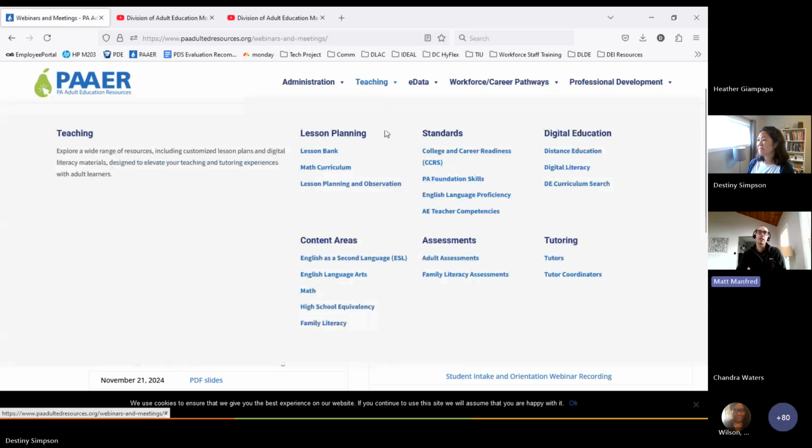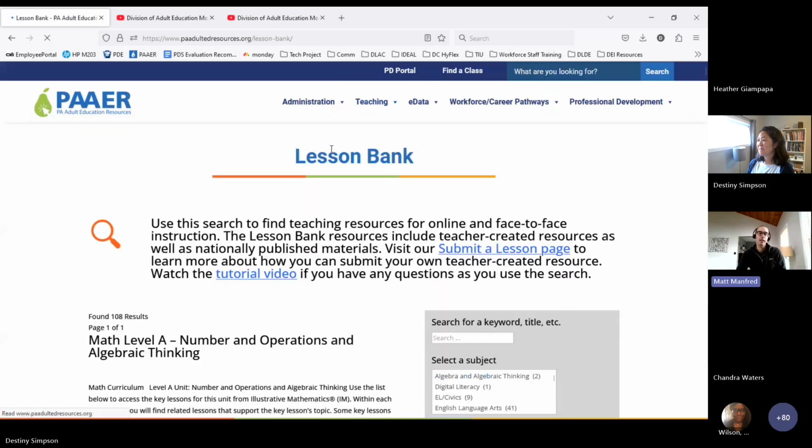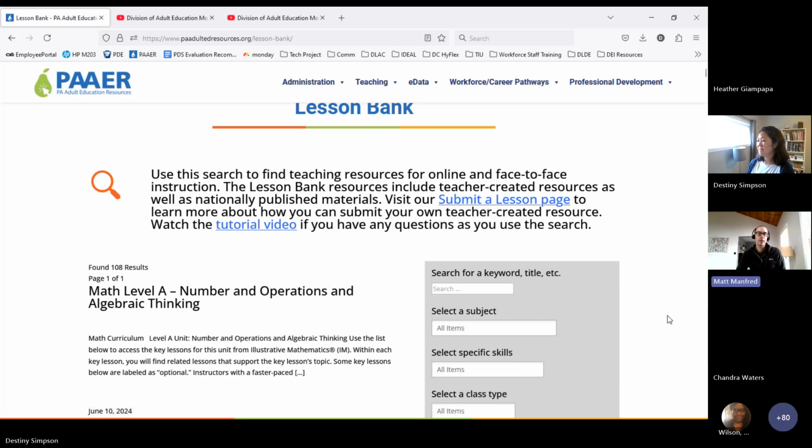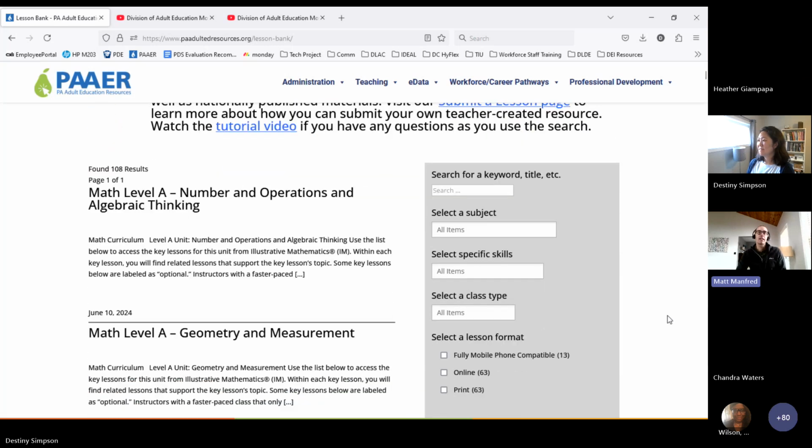Under lesson planning, let's look at the lesson bank. So the lesson bank is something we've had for a long time, but in case you're not familiar, let me just touch on it briefly. This is a bank of lessons. They used to be, I think it was part of a course that the end project was to submit a lesson to this lesson bank, and now it's grown to just more than that and a lot of things.